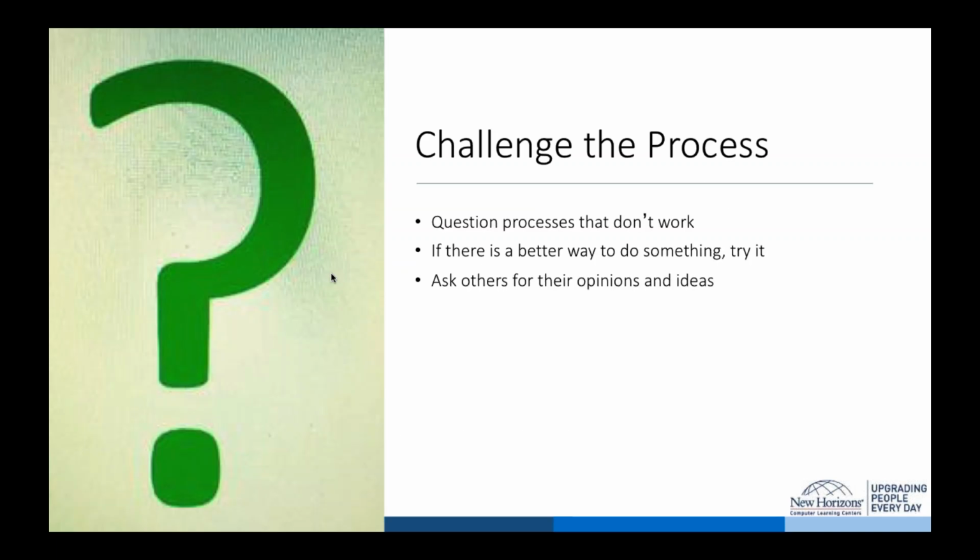Challenging the process. Question things that don't work. If there's a better way of doing something, try it. Take the chance. Look to others for ideas. Look for others for opinions. And that's not just others within your team.